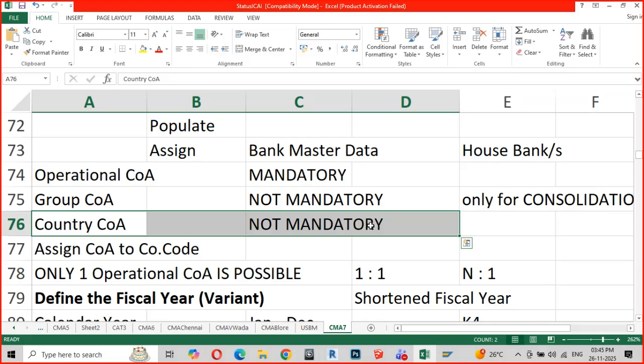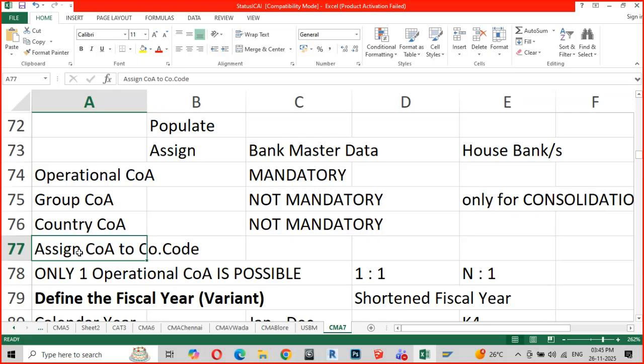Now, as usual, this is the most wanted step, the most important step, assigning your operational chart of accounts to your company codes. Whenever you want to understand the settings, one company code can use only one operational chart of accounts, but the same operational chart of accounts can be used by n number of company codes, provided logically they are under the same head office.